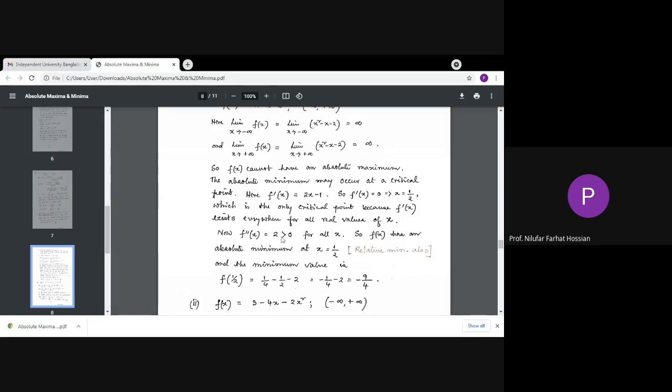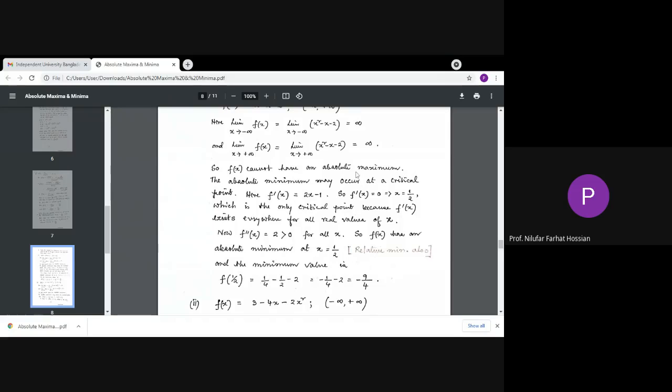Student: Miss, why was the second derivative done? Second derivative test is done just to check whether you are getting a relative maximum or minimum value. For absolute, it's not needed. Miss, to find the absolute maximum or minimum, why the second derivative? Absolute maximum, sorry. You see, there cannot be any absolute maximum.